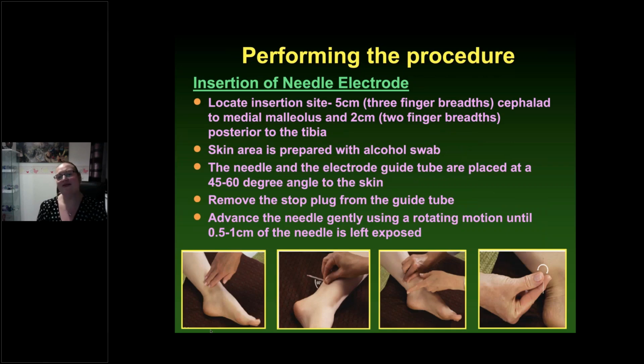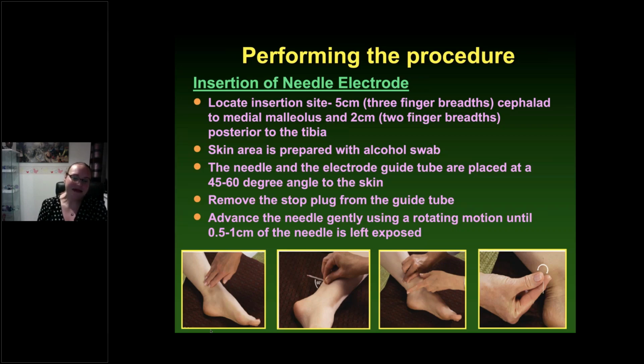When we're thinking about inserting the needle electrode, you're going to be locating the insertion site. So you're going to be looking to the medial malleolus, and you're going to be going 5 centimetres or approximately 3 finger breadths up the leg, and then you're going to be rotating and moving 2 finger breadths or about 2 centimetres posterior to the tibia. You're going to use an alcohol swab to prepare the skin around the area, and it generally takes about 30 to 60 seconds for it to dry.